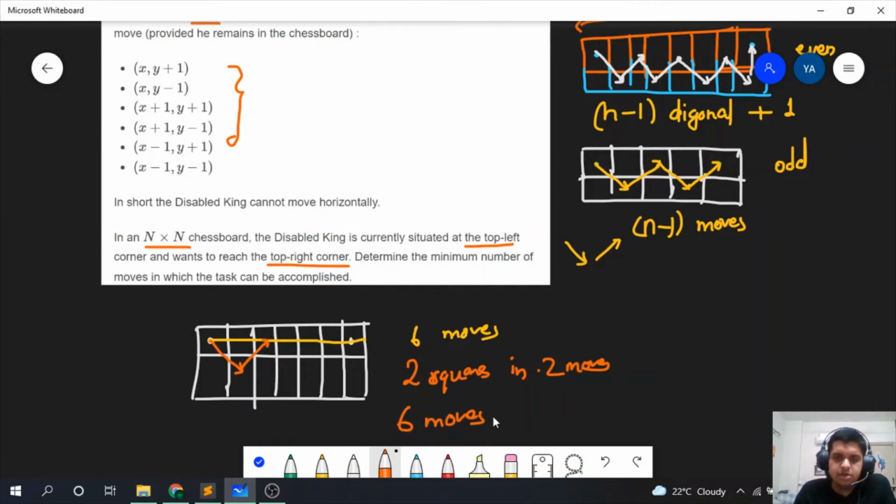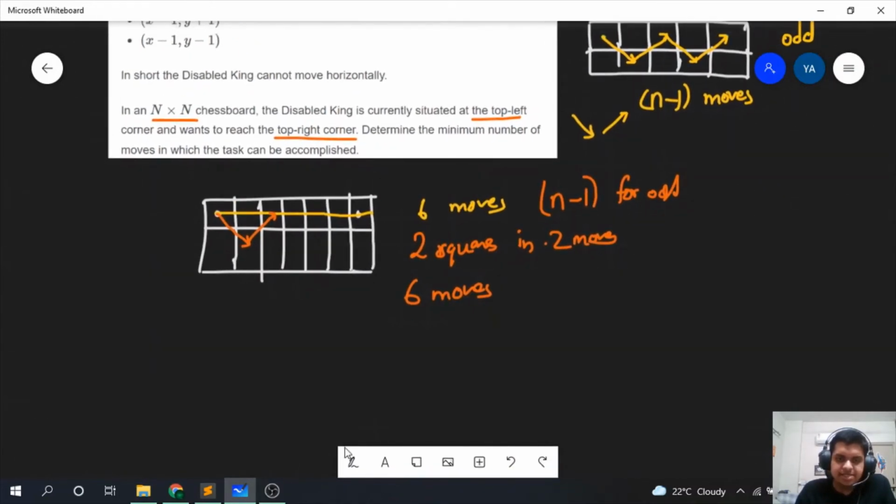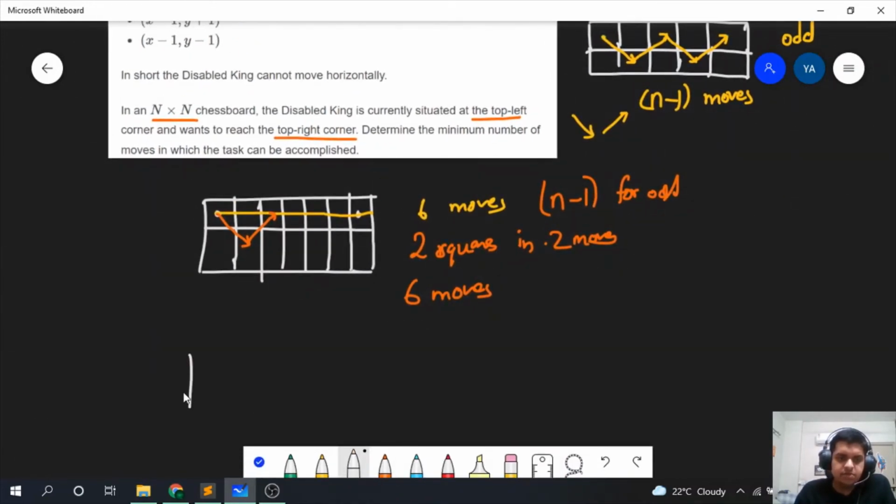So for odd, it's pretty easy. The answer will always be n minus 1. So the number of moves is n minus 1. So the answer is n minus 1 for odd. Now for even, it's slightly different, because for even, say we take the example of n is equal to 6.